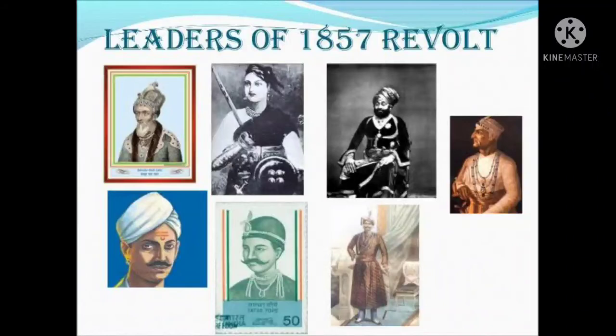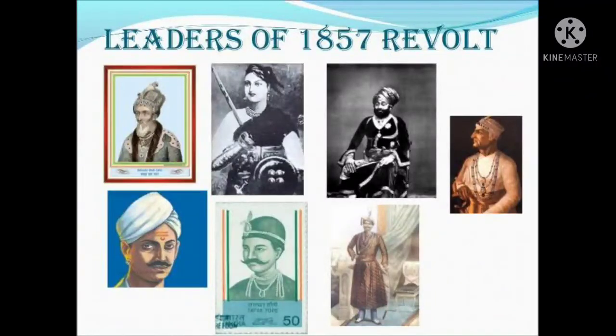In Jhansi, Rani Lakshmi Bai challenged the British authority. In Bareilly, Khan Bahadur Khan led the rebels. In Arrah and other places in Bihar and Jharkhand, Kunwar Singh organized and led the revolt.